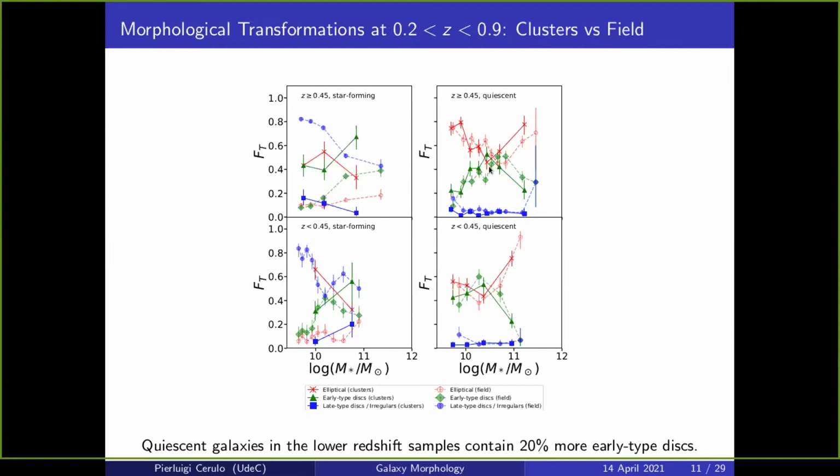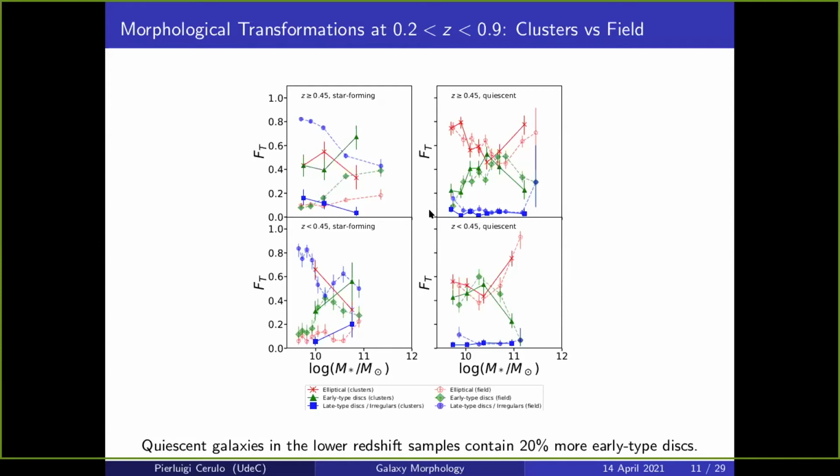Red symbols are elliptical galaxies. Green symbols are what we call the early type disks, which are galaxies that have a significant bulge and a disk component, like S0 and Sa galaxies. And then the blue symbols are all the disk dominated late type galaxies, late type spirals and irregulars. The shaded symbols are the field galaxies, and the filled symbols are cluster galaxies.